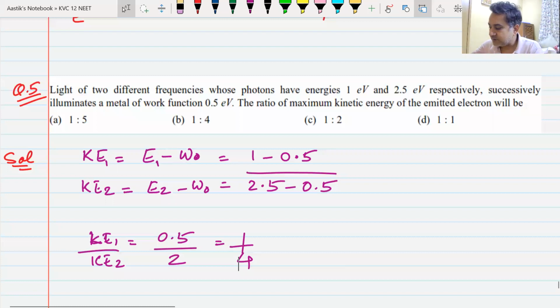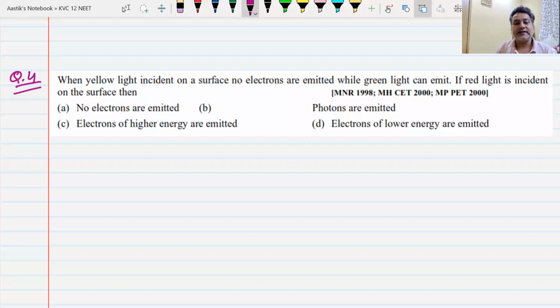Again, this is a question based on not much calculation, but more on theory. So can you give me the answer for this one? If yellow light is incident on a surface, no electrons are emitted, while the green light can emit. If red light is incident on the surface, then which is the correct option?